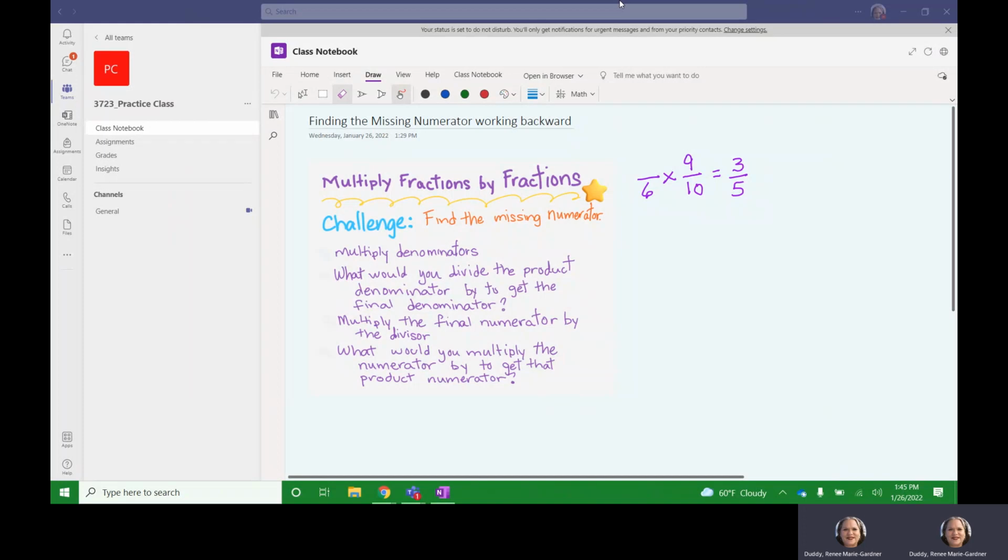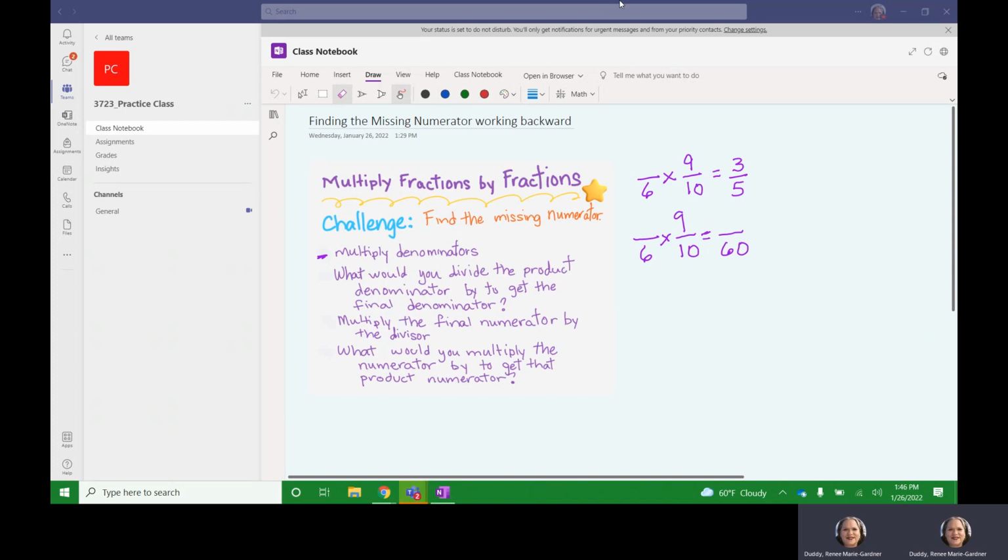First thing that we're going to do is multiply the denominators. Okay, so I have a problem that we're going to work out, and the first thing we're going to do for the problem is multiply our denominator. So I'm going to rewrite this. I've got 6 as my first denominator and 10 as my second denominator. So I am going to multiply 6 times 10. You're correct. It is 60.